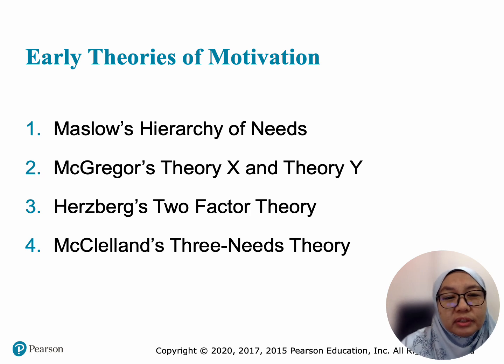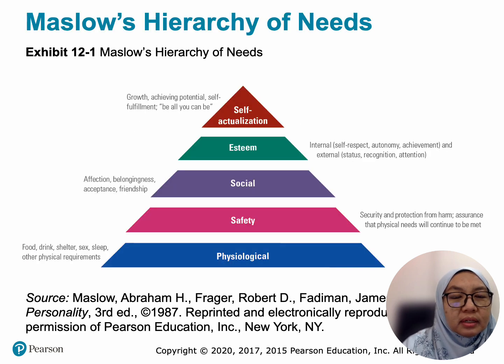Okay, there are several theories of motivation. We start with the classical theories of motivation. What does it mean by classical? It is theories that have been made a long time ago. This is a very old theory of motivation. The first one is Maslow's hierarchy of needs, McGregor's theory X and theory Y, Herzberg's two-factor theory, McClelland's three needs theory. So we go one by one. The first one is Maslow's hierarchy of needs.